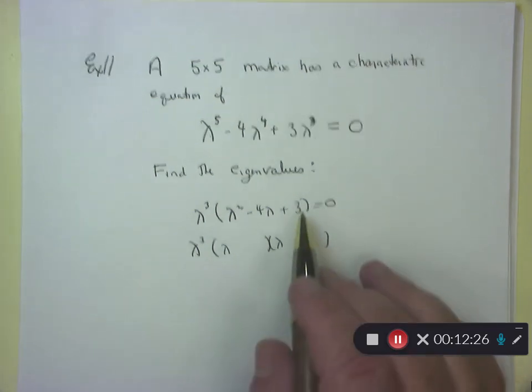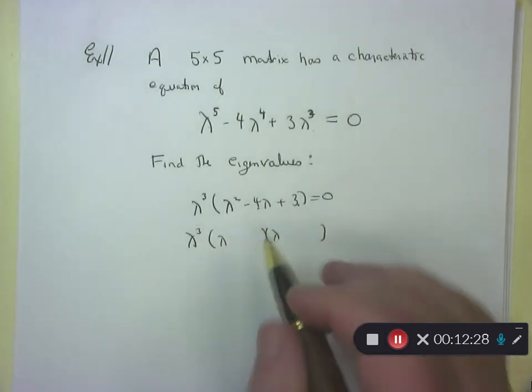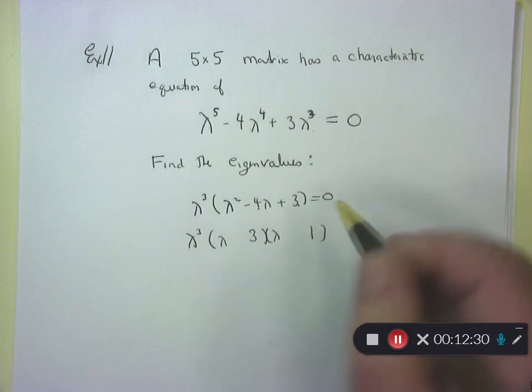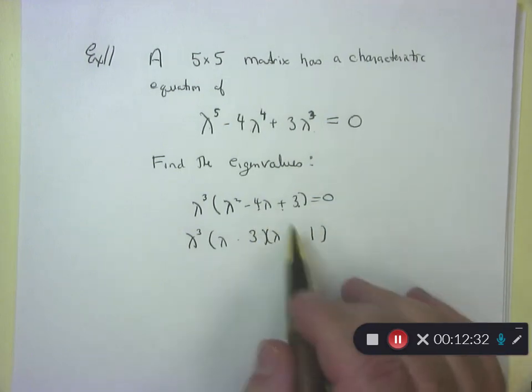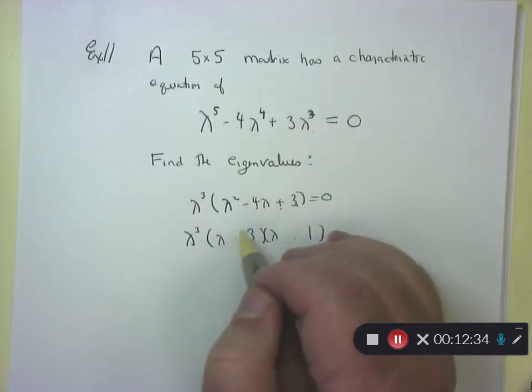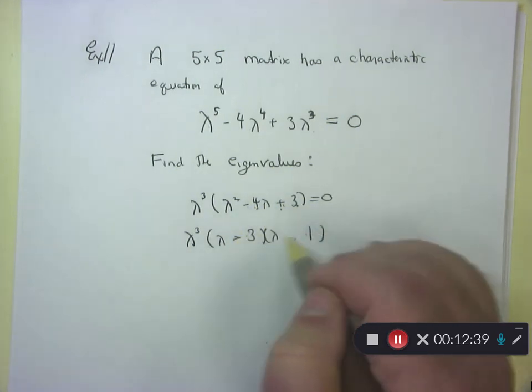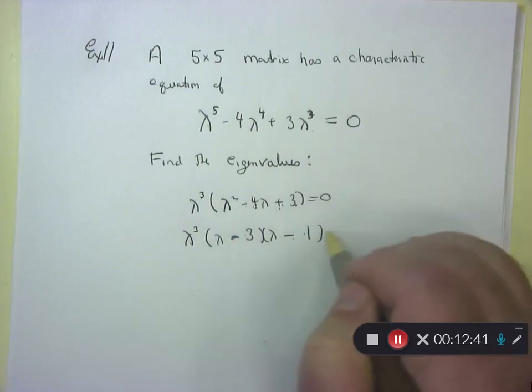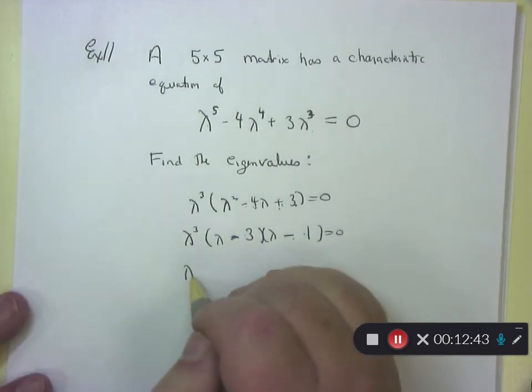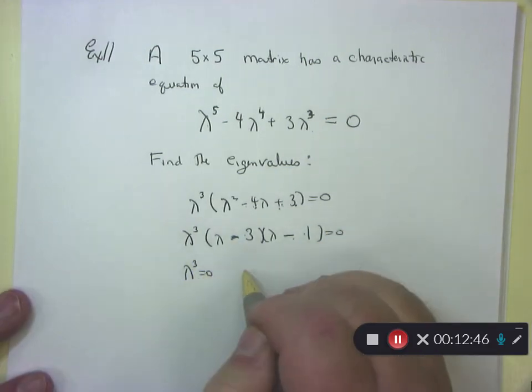So what times what is 3 that adds up to be 4? It's got to be 3 and 1. It's a plus, so they have the same sign. Since the middle terms are minus, they're both going to be minuses. Equal to 0. You set each factor equal to 0.